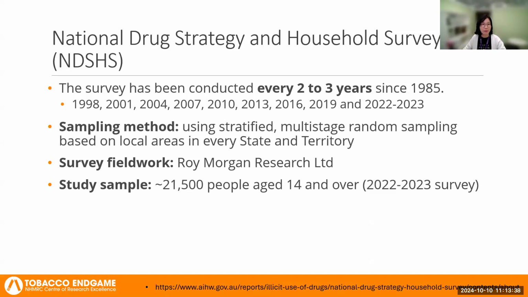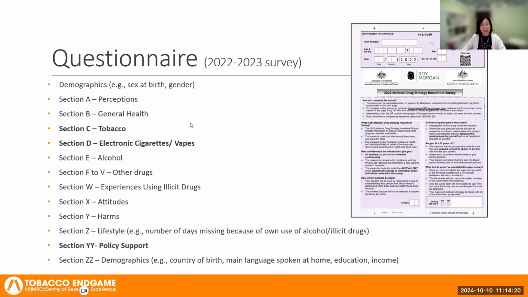The survey has been conducted every 2 or 3 years since 1985, with the most recent data set being from 2022 and 23. The sample for each year was selected using stratified multi-stage random sampling based on local areas in each state and territory. The AIHW contracted a private market research company to carry out the survey fieldwork, and around 21,000 people aged 14 and over completed the recent survey. Currently, the data set from the 2022 and 23 survey is available. So I will take a look at some tobacco-related variables based on the latest survey.